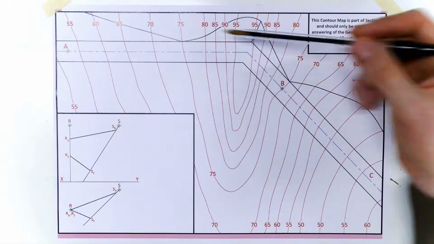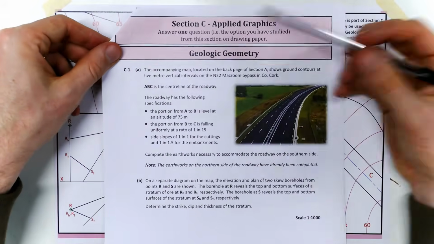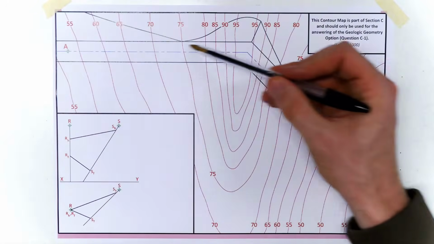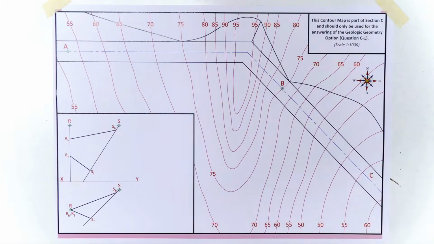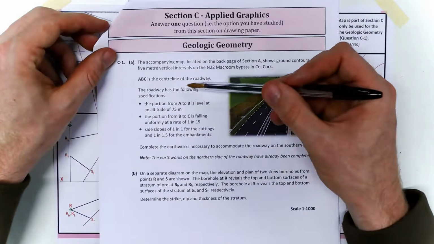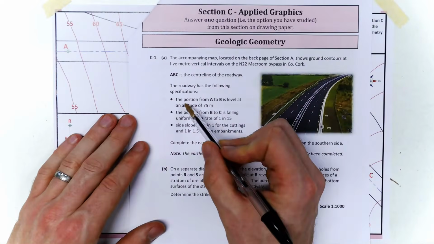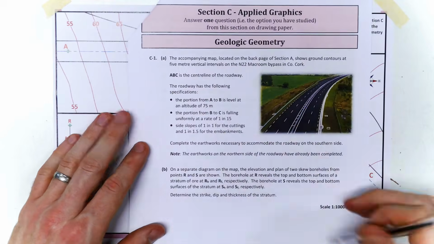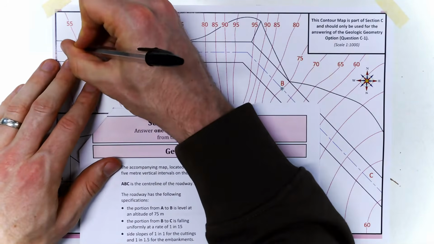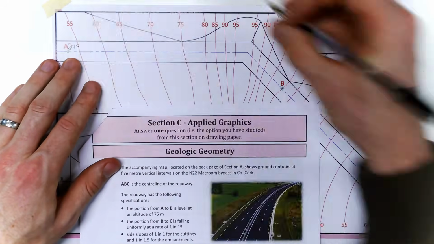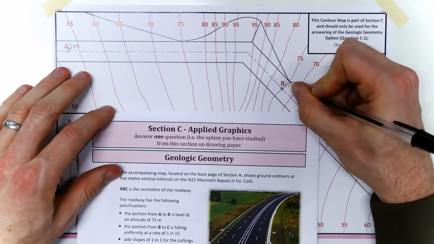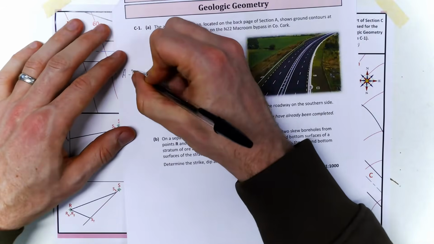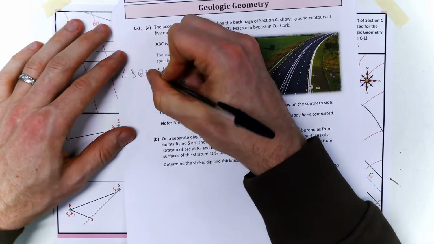Okay, so that's found here. ABC is a centre line on the roadway. So A to B to C here is the centre line of the roadway. The roadway has the following specifications. A portion from A to B is level at an altitude of 75. So A is at 75 and B is at 75. All right, so A to B at 75.